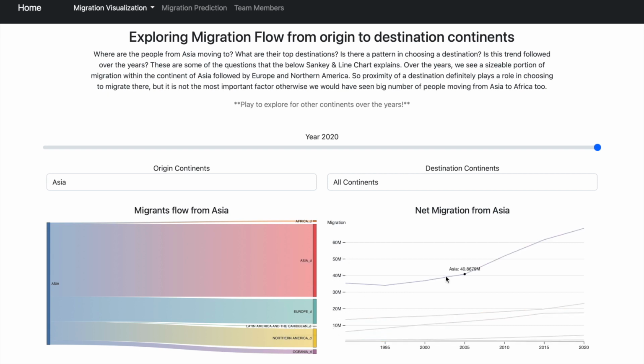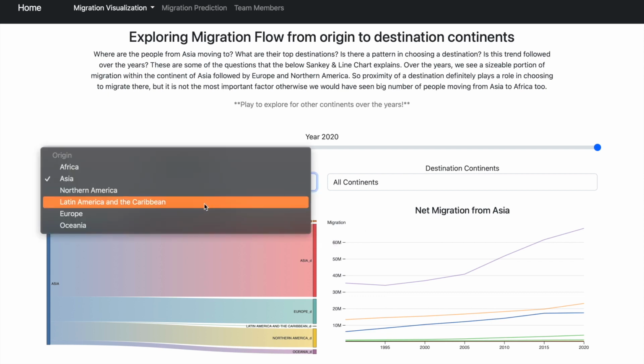We can see this pattern being followed over the years, with Asia having the highest internally displaced people, then Europe, then North America. So to answer this question of why people from Asia are choosing Europe and North America over the years, we need to look at the factors that are affecting it. Europe being near to Asia is not a legitimate reason, because that defeats the purpose of Africa being near to Asia with almost no migrants moving.